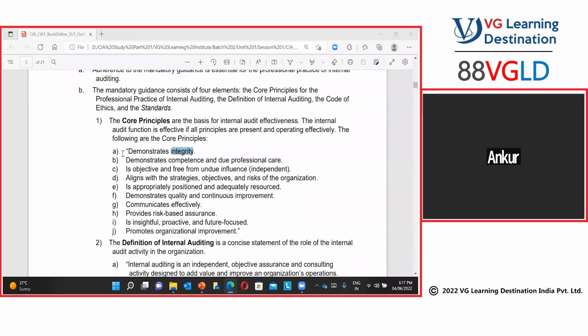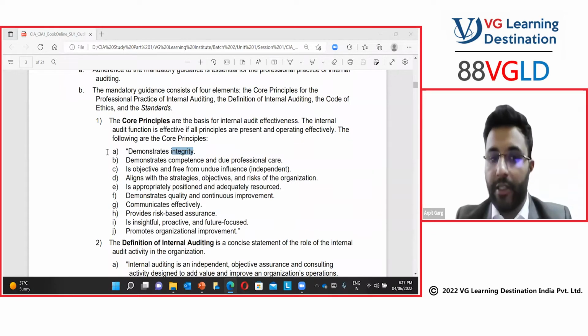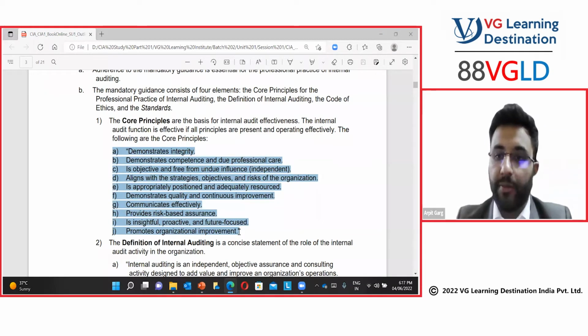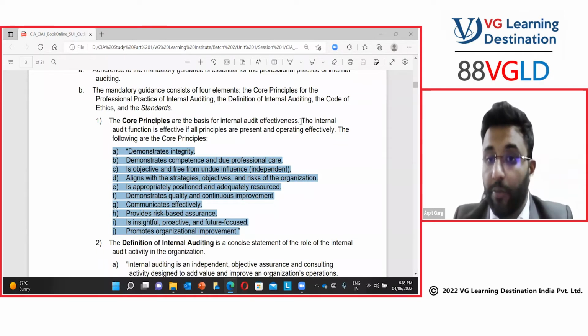So let's read this. Let's read all the core principles. This is again important. Can you all read this together? Read all the 10 core principles together. The core principles are the basis of internal audit effectiveness. Now there is one more important thing.